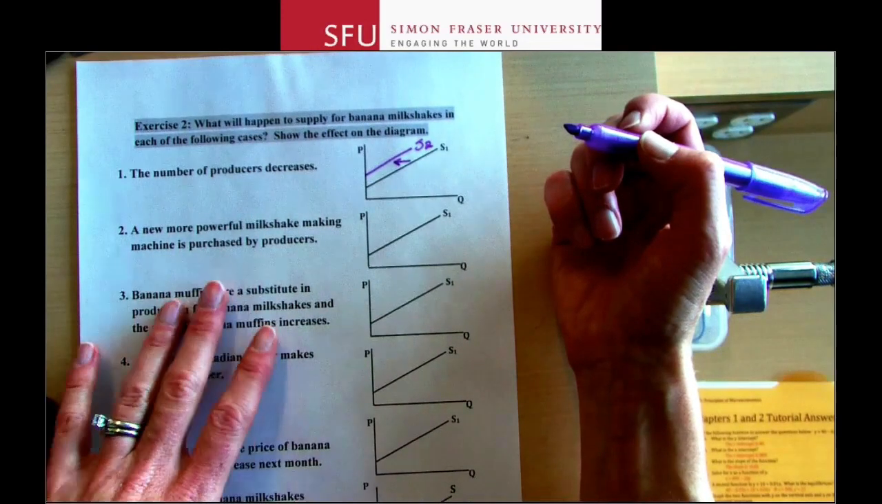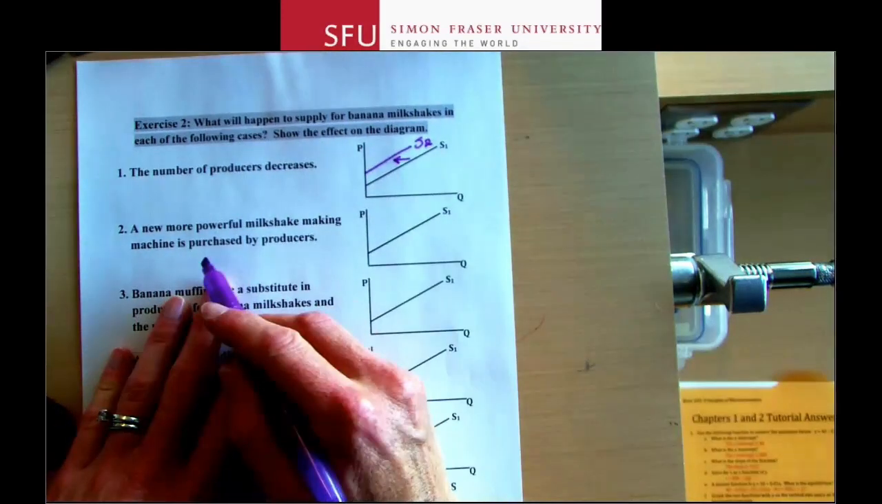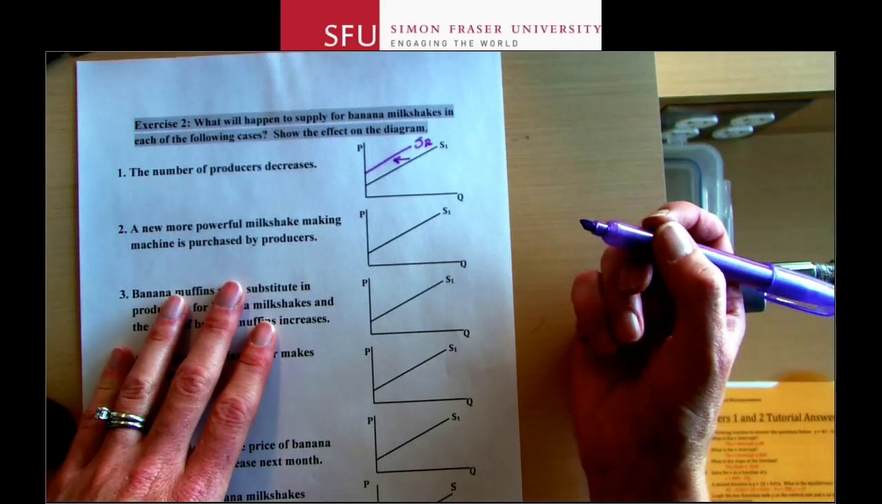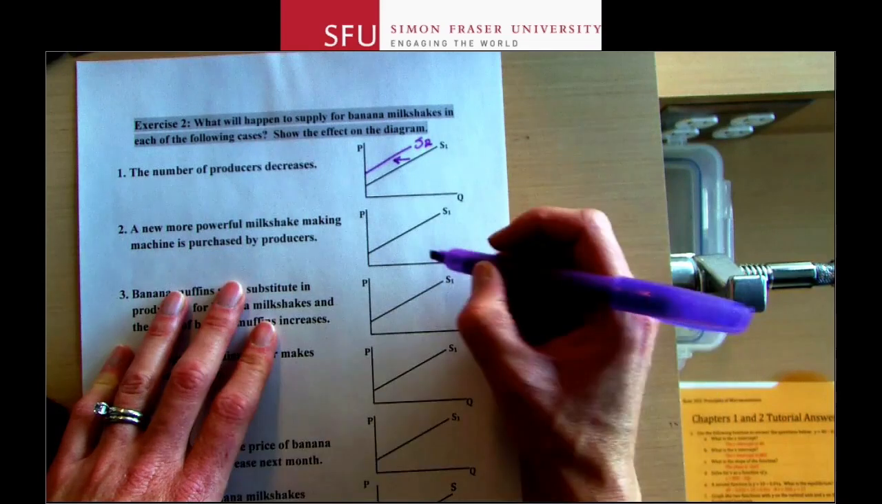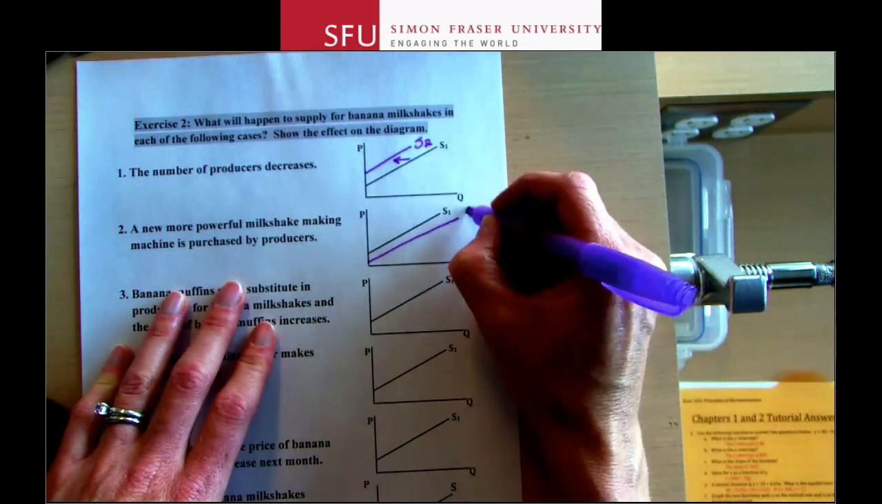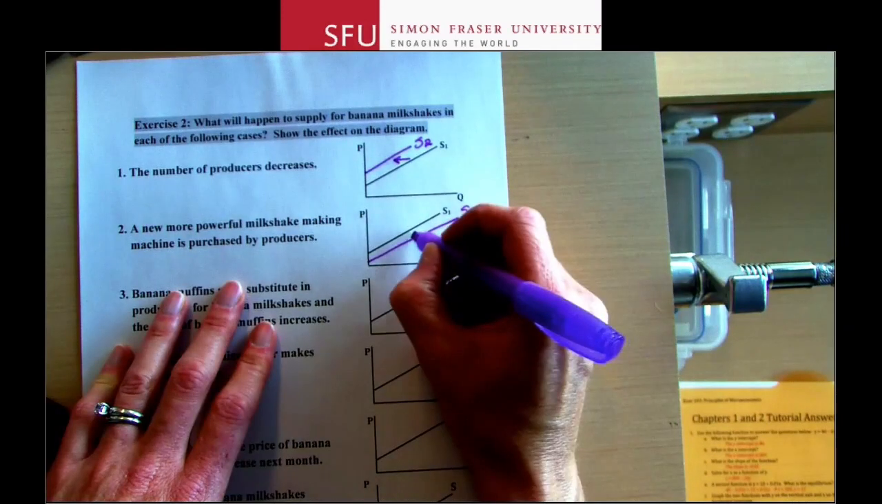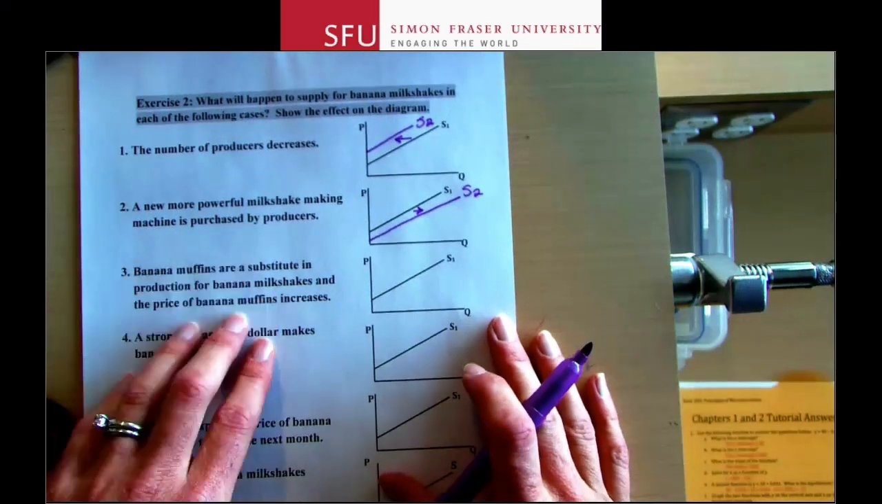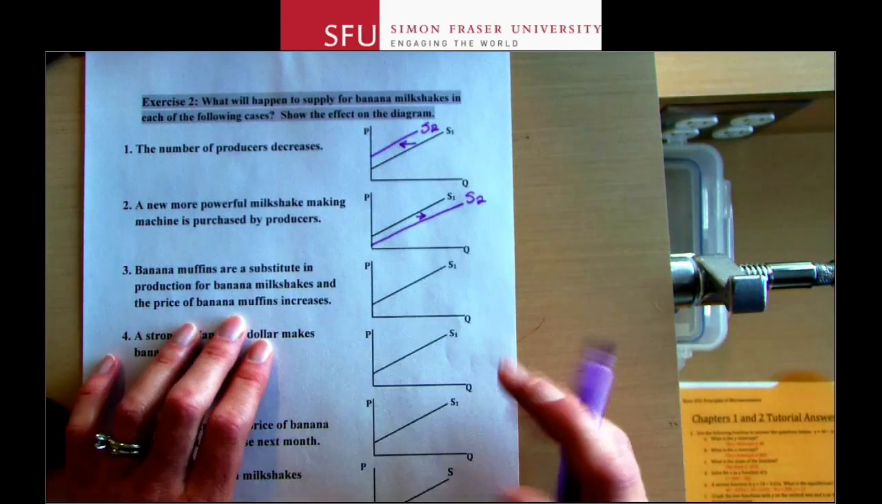A new, more powerful milkshake making machine is purchased by the producers. What will happen to supply? Increase, yep, it'll move to the right. So they will want to supply more because that will make it faster or less costly. All right, now the next one.